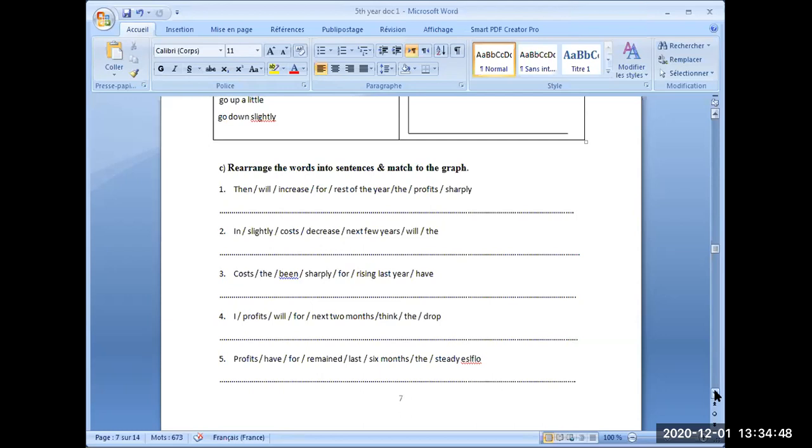Okay, let me read what you wrote. Profit, pay attention to your spelling, please. Profit without an A, will you? Okay, yes. Profit will then increase. Yes, why not? Will then increase. Increase how? Sharply for the rest of the year. Correct. Very good.